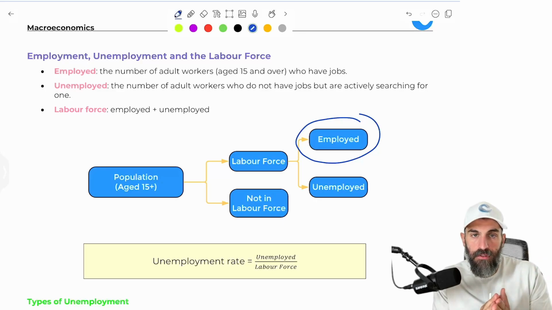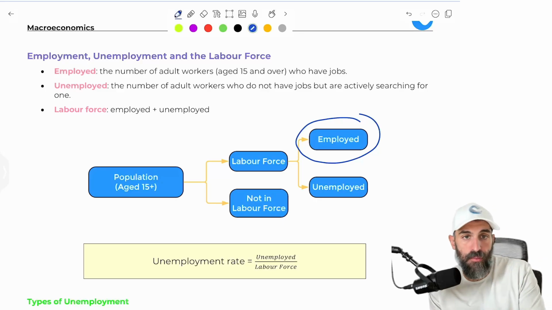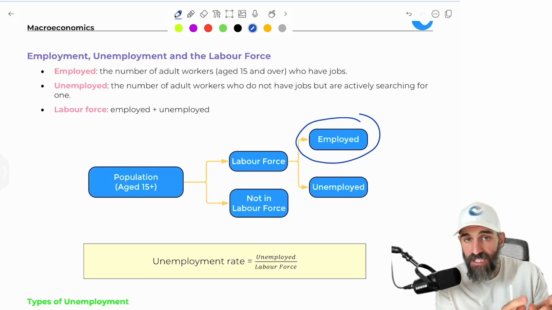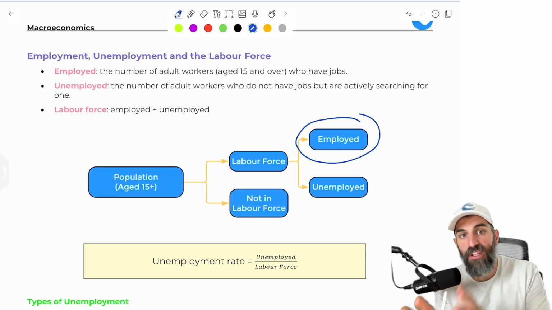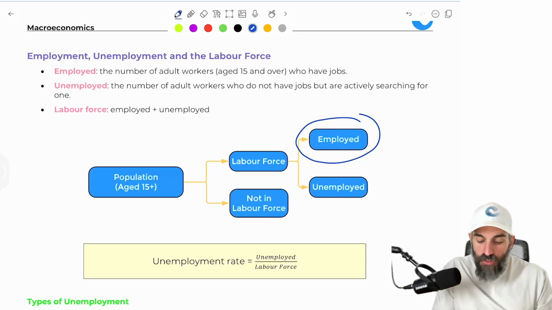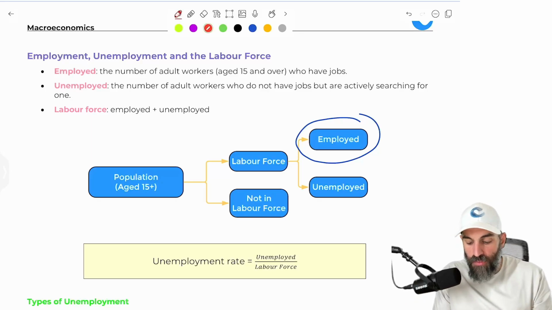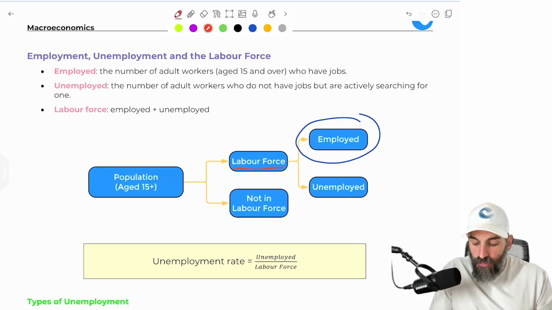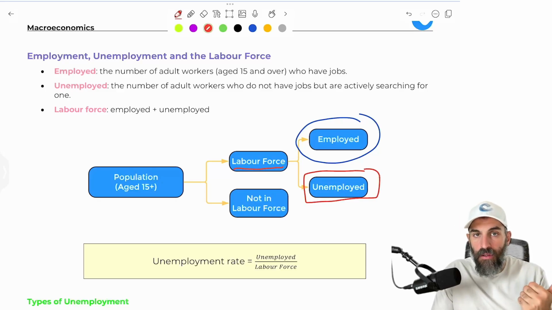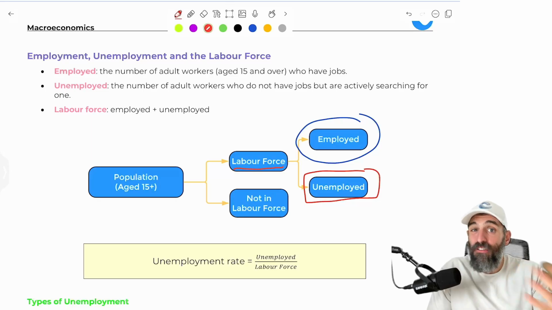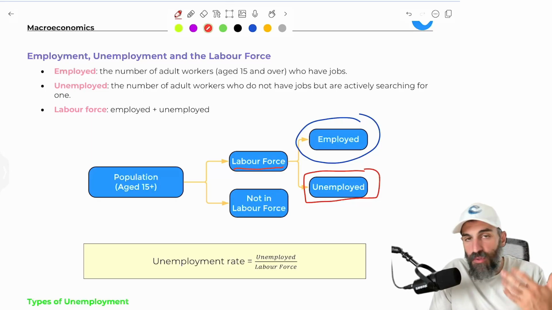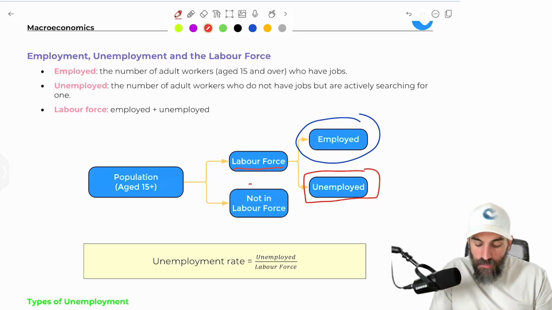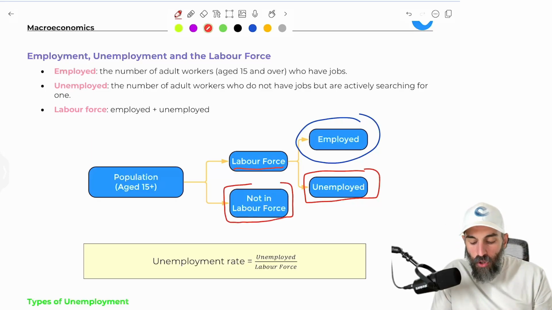Unemployed doesn't mean you don't have a job. It means you want a job, but you don't have a job. I want a job, I would accept a job, but I can't find one, or I don't have one. I'm looking for one. So if you are looking for a job but you don't have one, you are part of the labor force, but you're unemployed. Anyone who is not working and is also not looking for work, a student going to school, somebody who's retired, somebody with a disability that doesn't allow them to work, they are not in the labor force at all.